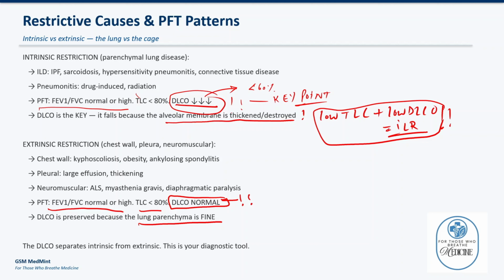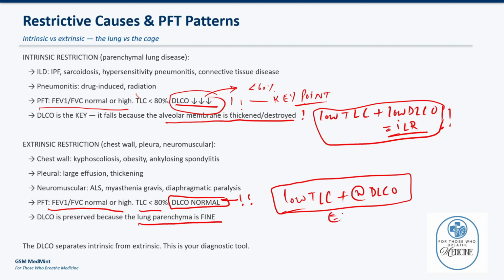This is your clue. Low TLC plus normal DLCO implies extrinsic lung restriction. The most important number after the FEV1 over FVC ratio is TLC, and DLCO separates intrinsic from extrinsic restriction.